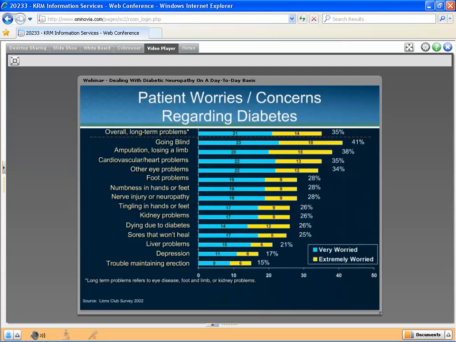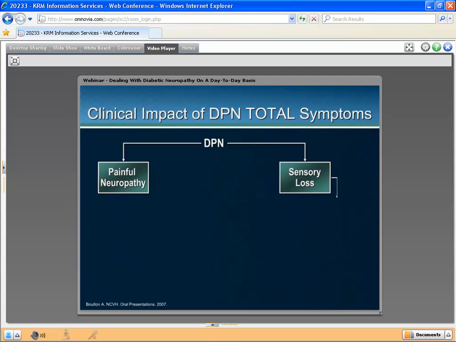And as you begin to glance down through this entire list, many of the worries that our patients have are related to the neuropathies that we are talking about today. Foot problems, numbness in the hands, in the feet, nerve injury or neuropathy, tingling, a lot of these, sores that won't heal. These are worries that, as you see in descending order, are big concerns for our patients. So we know it as a worry as health professionals, and our patients have many worries that are similar to this.